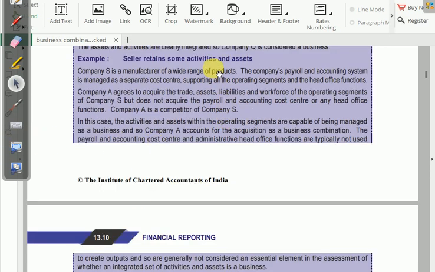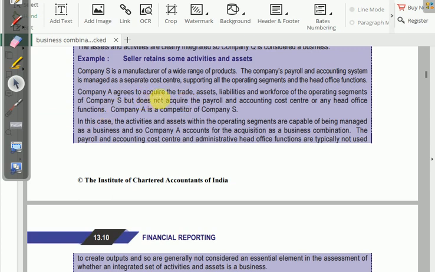Next is seller retains some activities and assets. Company S is a manufacturer of a wide range of products. The company's payroll and accounting system is managed by a separate cost center supporting all the operating segments and the head office functions. Say for example, Company S is a Reliance company. Wide range of products, minerals, plastics, and whatnot. Reliance is into Reliance Trends, Reliance Mall. The company's payroll and accounting system is managed by a separate cost center. All the salaries of the employees are being counted, and accounting is done by a different department. And this department supports all the segments, including Reliance Jio.